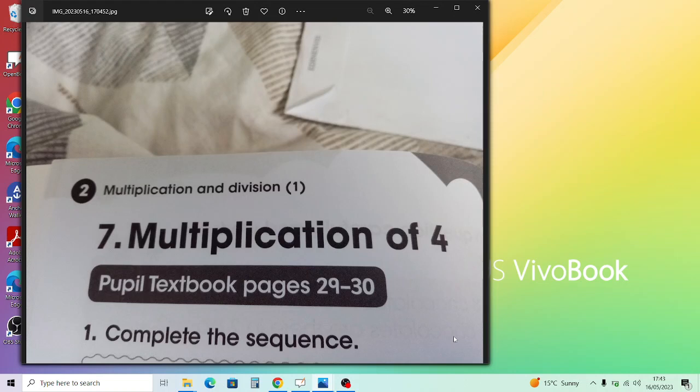Question 5. There are 4 legs on each chair. How many legs are there on 6 chairs? So 6 times 4. And then B, there are 4 quarters in a year. How many quarters are there in 7 years? So that'll be 4 in each year.